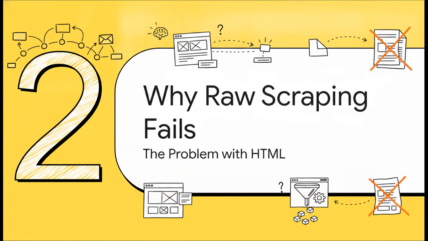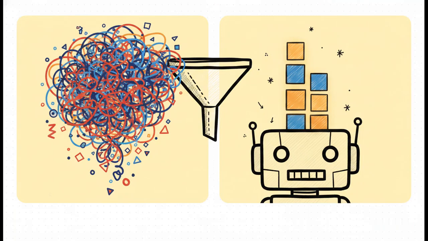Which brings us nicely to Section 2. Why raw web scraping fails, and the core problem with HTML. So the hard truth is, giving your model internet access is definitely not as simple as just dumping raw web pages into it. Traditional web scraping totally fails for AI.